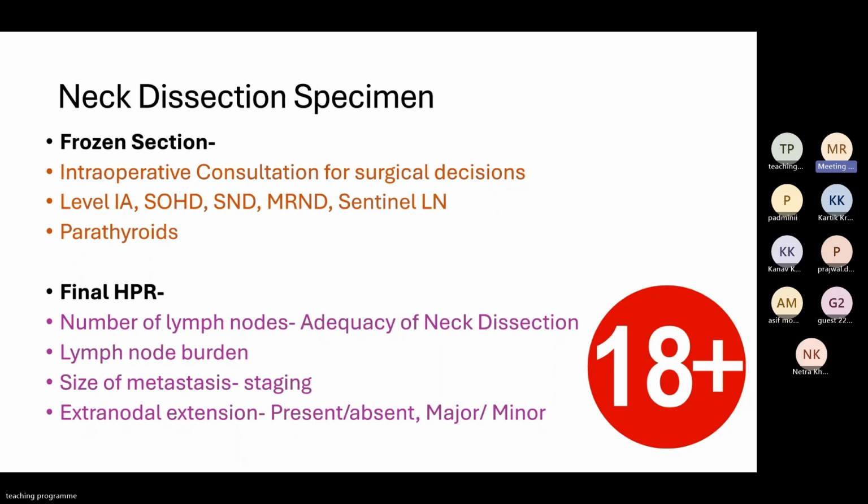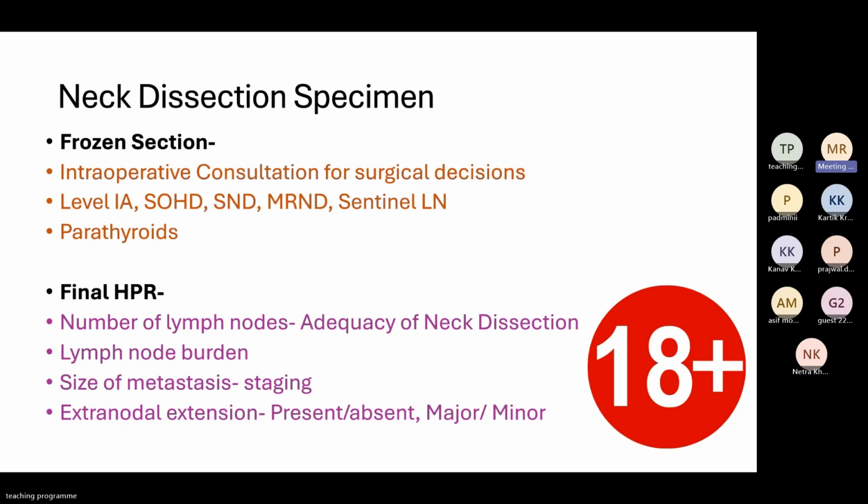In the final HPR, the lymph node evaluation plays an important role. First of all is the number of lymph nodes that are dissected, the lymph node yield, as it is called. It determines the adequacy of neck dissection, whether the neck dissection has been adequate or not. The criteria currently accepted is 18 lymph nodes. So to call it negative, you should have at least 18 lymph nodes in the neck dissection. Then total lymph node burden, the number of positive lymph nodes out of the total lymph nodes.